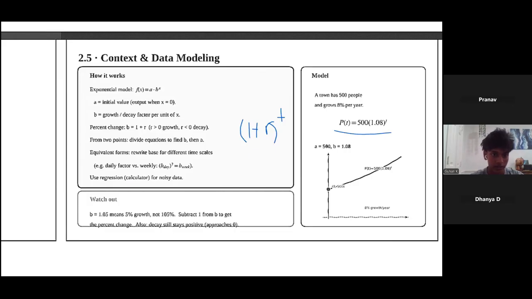And then here, equivalent forms, rewrite base for different time scales. So this is what I was talking about earlier. Let's say like 500 times, let's say it doubles every day. The bacteria doubles every day. Then to show how much if we're using weeks instead of days, we could do this by multiplying the time by 7. So every 1 week, it would double 7 times.